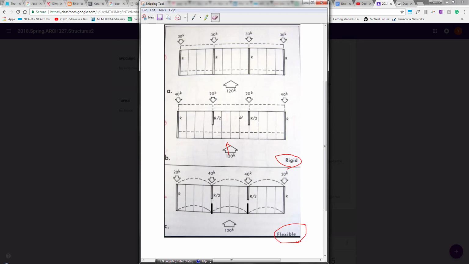So this 120K, shown here as this wide arrow, is the external lateral load that's being pressed onto the building. And this diaphragm, because it's rigid, is trying to move as a whole. And so the way the lateral load gets distributed among these different shear walls, so these are the walls.